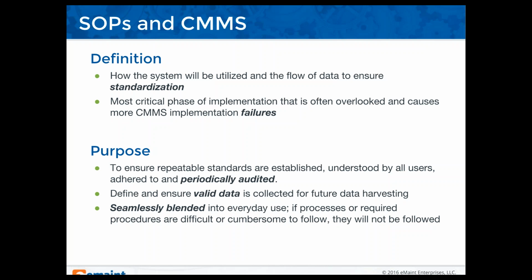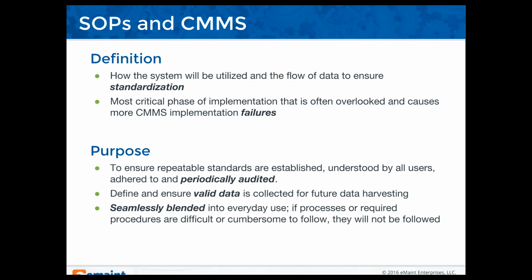The purpose is to ensure repeatable standards are established. So consistency, that those standards are understood by all users, adhered to, and periodically audited. So, it's an education to users to ensure that they're aware of the SOPs, and education in the context of training in relation to the software and the use of the software within the context of the maintenance and operations business.